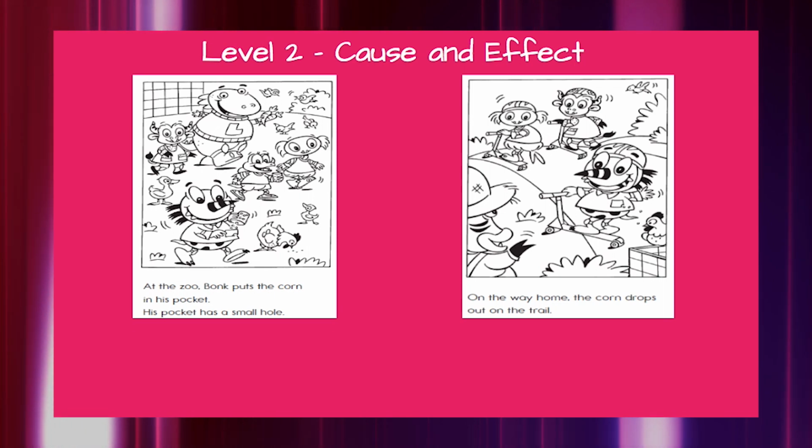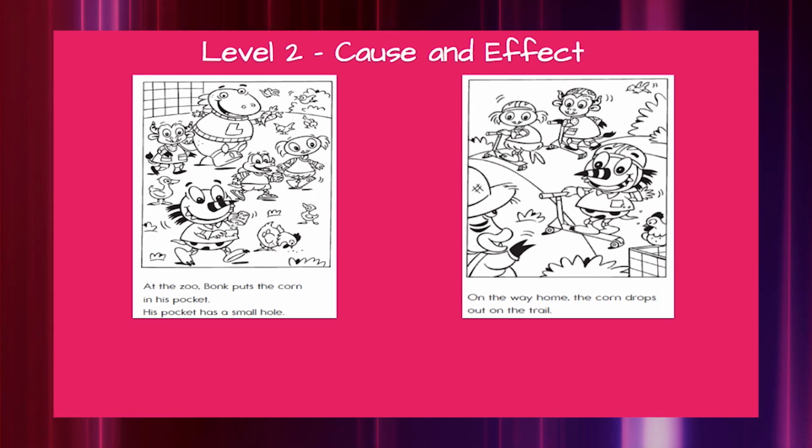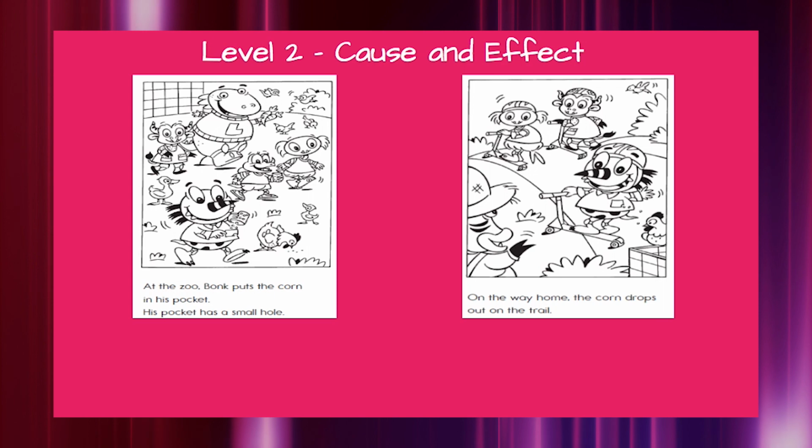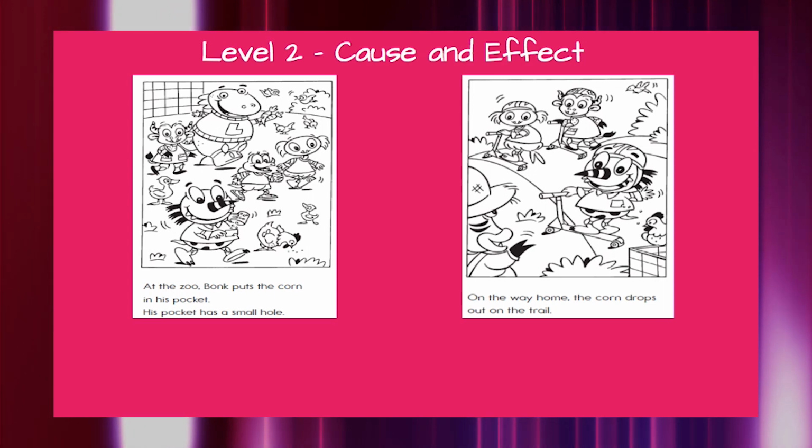Let's read these 2 pages from the text. At the zoo, Bonk puts the corn in his pocket. His pocket has a small hole. On the way home, the corn drops out on the trail.